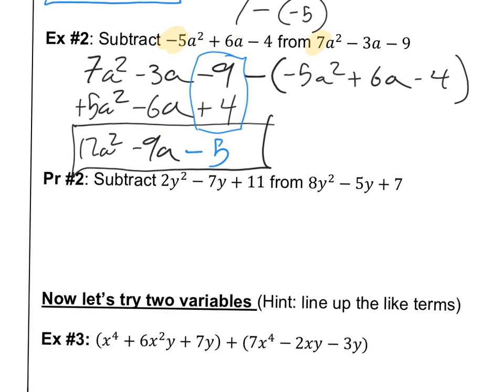Okay, so I got a similar problem for you guys here on practice 2. I want you to try that one on your own. Again, remember, look at the language and think about how I set up the order in the last problem. But go ahead and give this one a shot on your own.